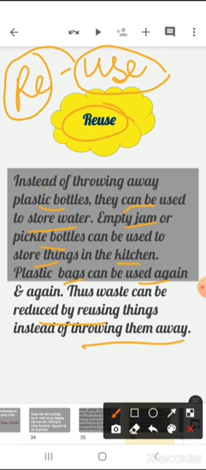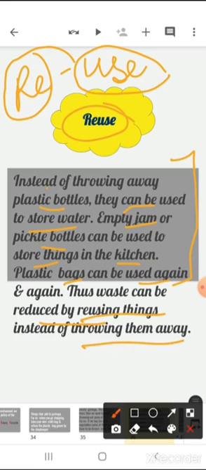Plastic bottles can be used to store water. Empty jam bottles and pickle bottles are also used in the kitchen for storing different things. Plastic bags can be used again and again. Thus, waste can be reduced by reusing things. Okay?